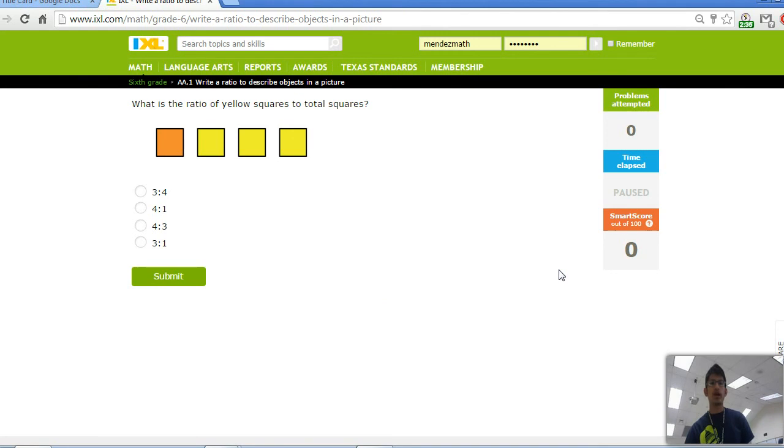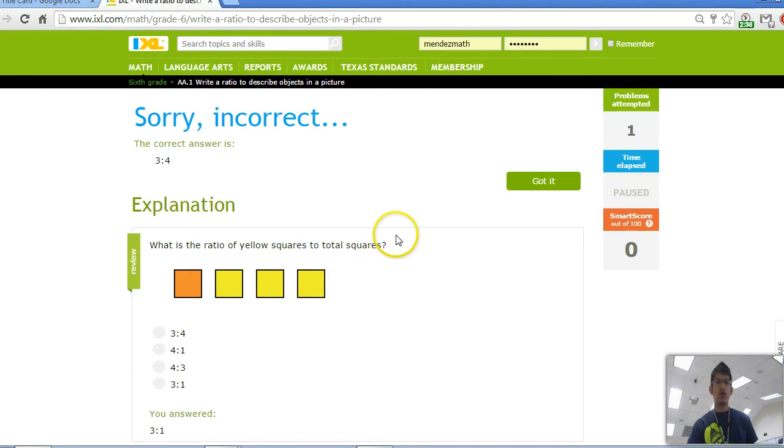It says, what is the ratio of yellow squares to total squares? So you would count, I have 1, 2, 3 yellow squares, and there are 4 squares total. So the ratio would be in the order that they give it to you. It says yellow squares first, then total squares. So there's 3 yellow, so you have to put the yellow one first. Okay? Let me do one more example. Whoa, I hit the wrong one, I hit 3 out of 4. Wow, your teacher made a mistake. It's supposed to be 3 yellows, 4 total.